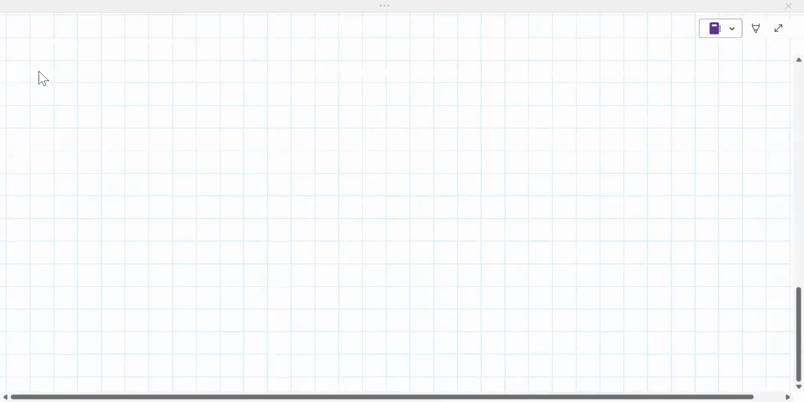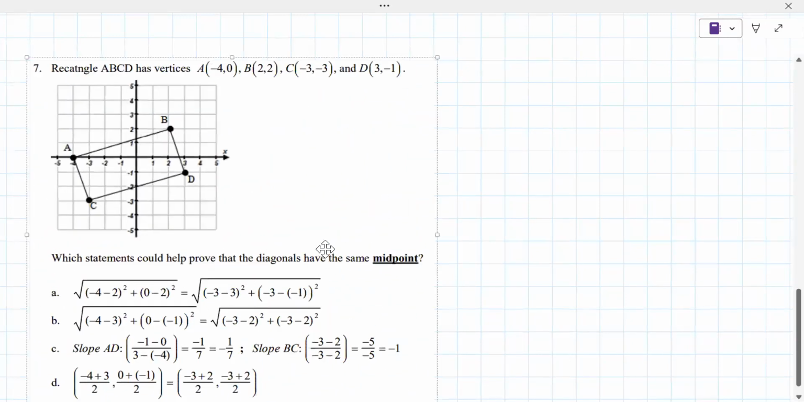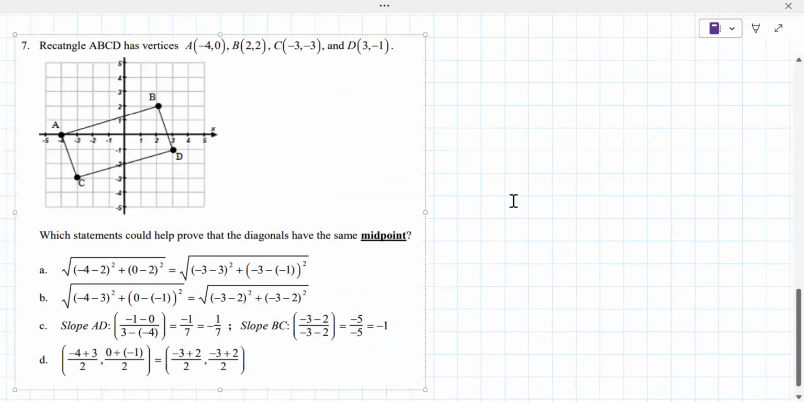Boy, here's a biggie. All right, rectangle ABCD has vertices. They're giving you the vertices there, and they're just labeling the points. Which statements could help prove that diagonals have the same midpoint?